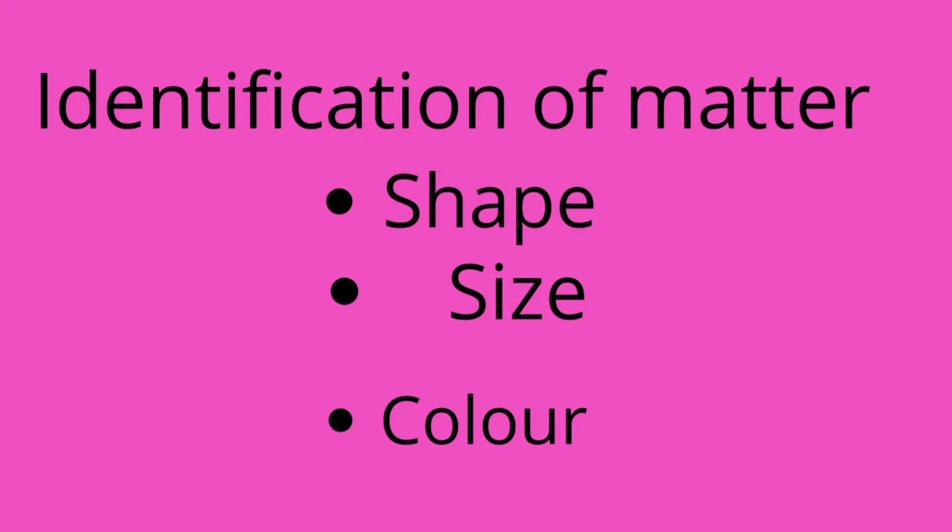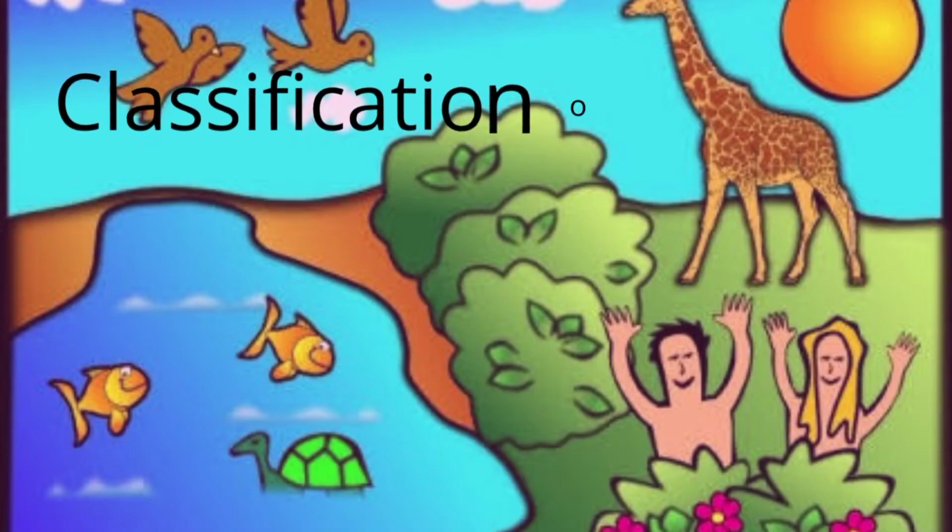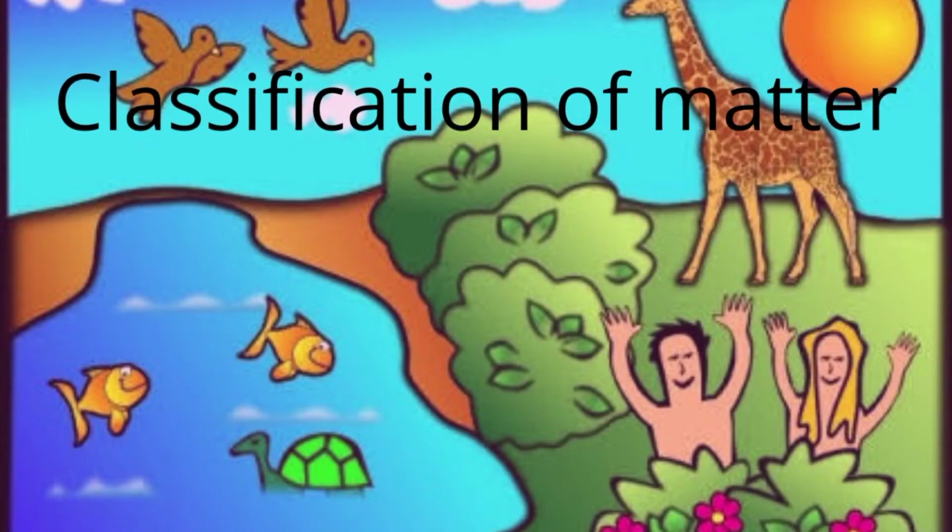Another way you can identify matter is by its color. Matter has different colors. For example, the leaf has green color, chalk has white color, sugar has white color, you have pink, you have red, for example a white shirt. All of these are matter. So don't forget, you can identify matter by number one, their shape, their size, and what? Their color.